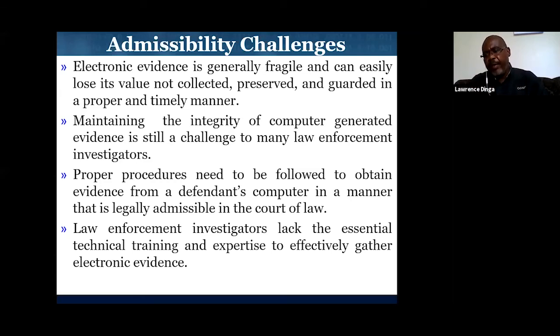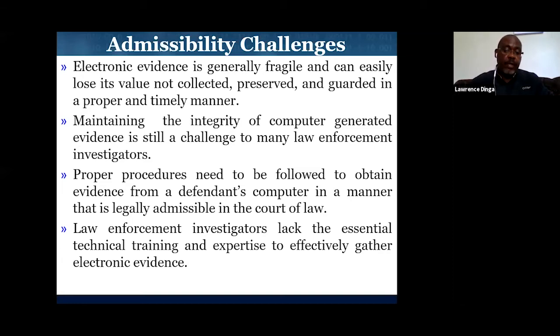If they bring it to court and it can be established that the chain of custody was broken, then you find it casts doubt on that evidence. Then we also have proper procedures that need to be followed to obtain evidence from the defendant's computers in a manner that is legally admissible in court.